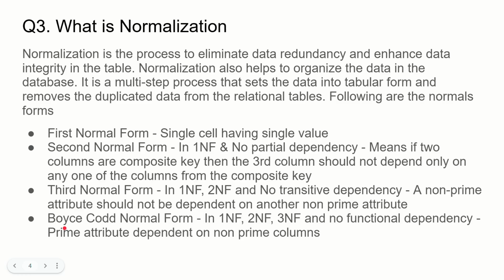Fourth is Boyce-Codd normal form. To be in Boyce-Codd normal form, it should be in first normal form, second normal form, third normal form, and there should not be any functional dependency. What is functional dependency? That a prime attribute is depending on a non-prime column. This should not be the case, so that the database table is in Boyce-Codd normal form.